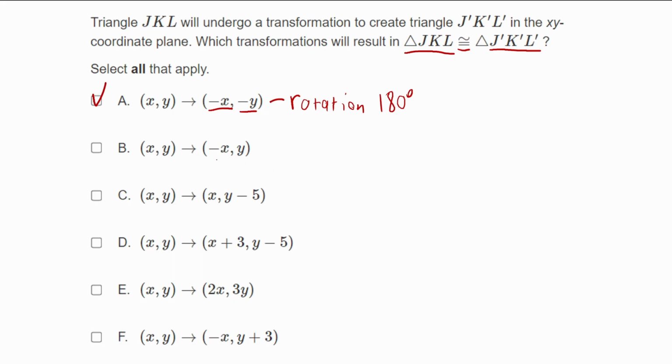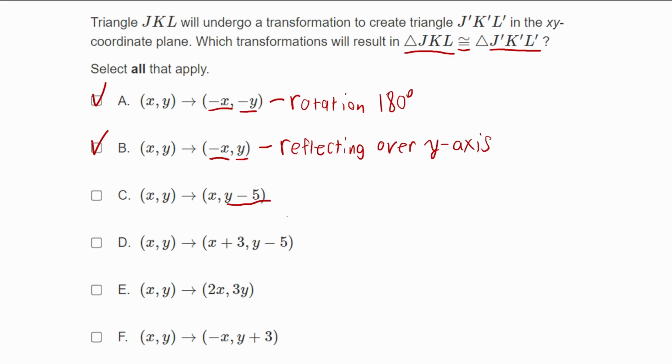Our next one, we have negative X. Our Y stays the same. This one is a rule for reflecting over the Y axis. When you reflect over your Y axis, your X coordinates change signs. Now, once again, reflecting, does that change our shape and size? No, it doesn't. That means our triangles will be congruent. We could check that one off. On to the next one.